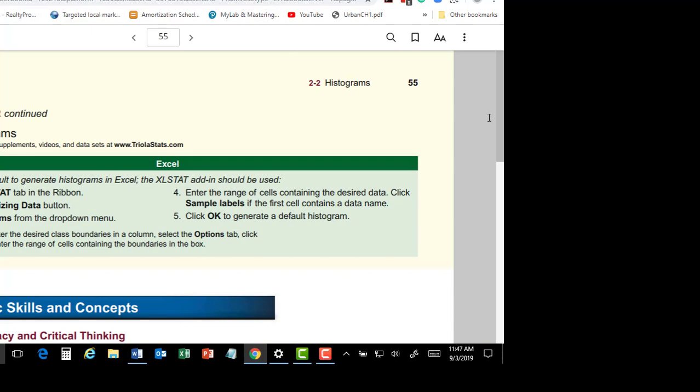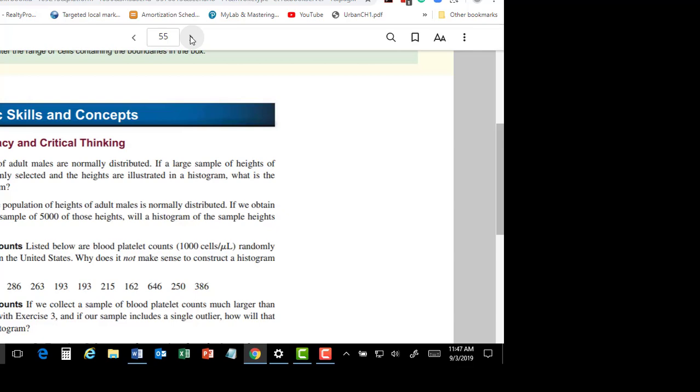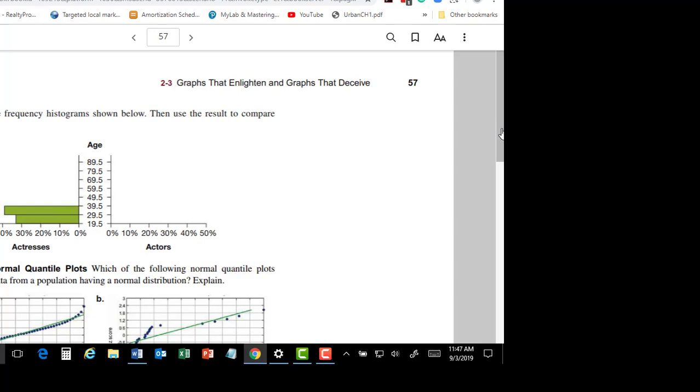And then there's Excel. This is at the end of the chapter. Okay, let's go on. And now there's the relative frequency. That's the checks of normality.